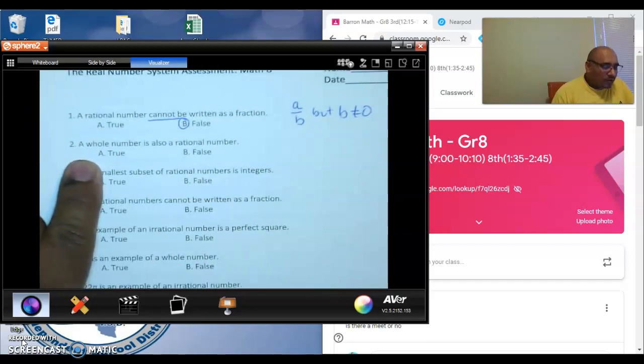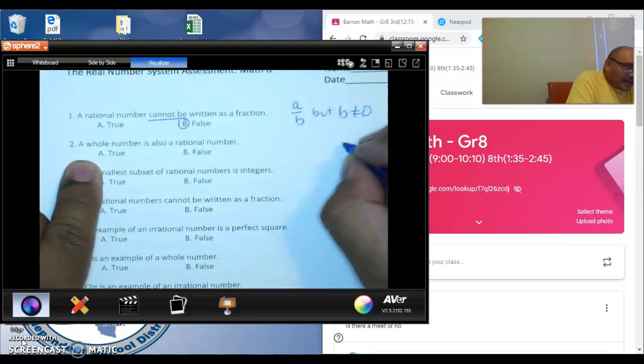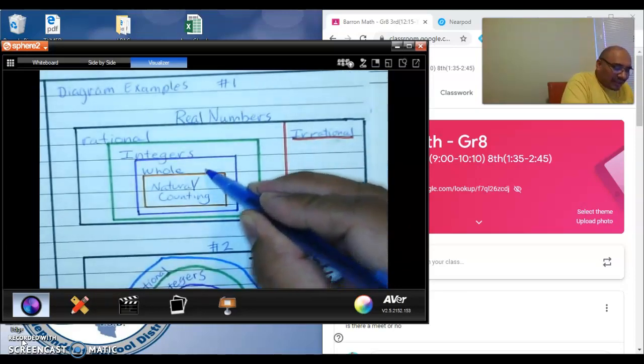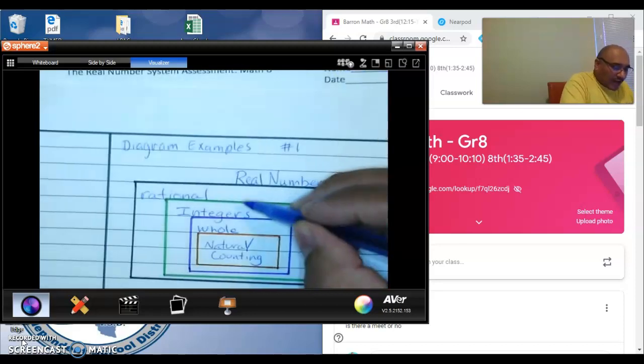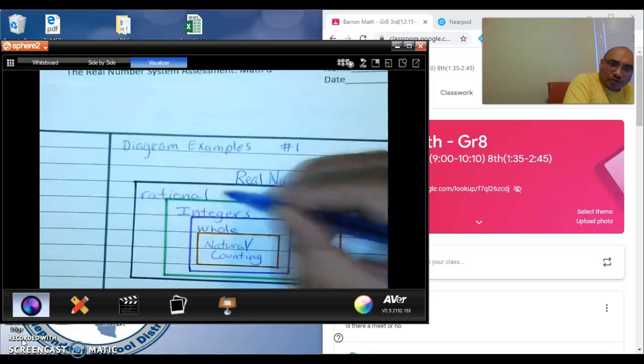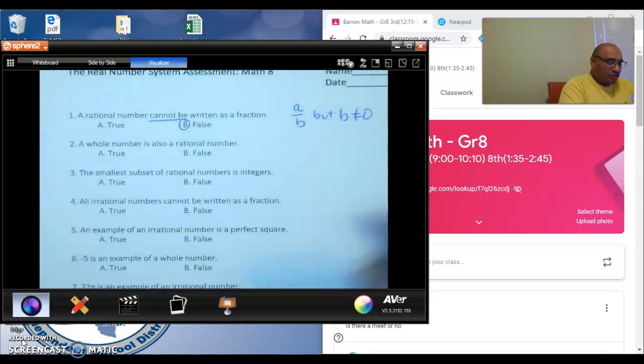A whole number is also a rational number. We'll go back to that diagram. Okay? If you look here, a whole number is a rational number. Is whole number inside rational? Yes, that is true.